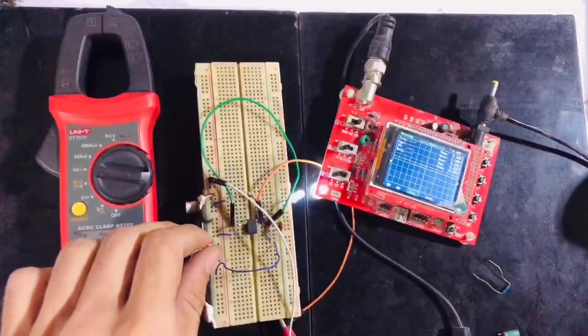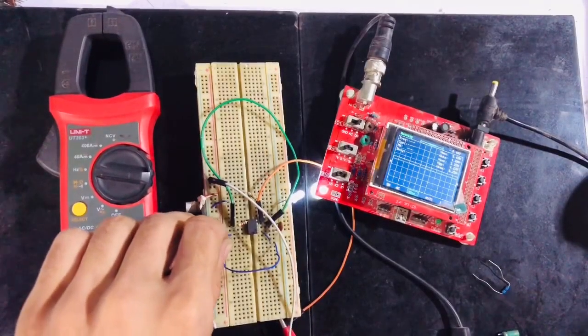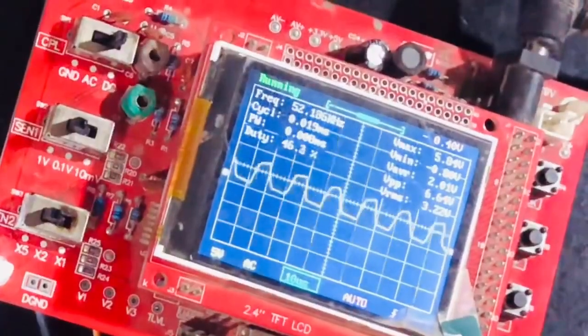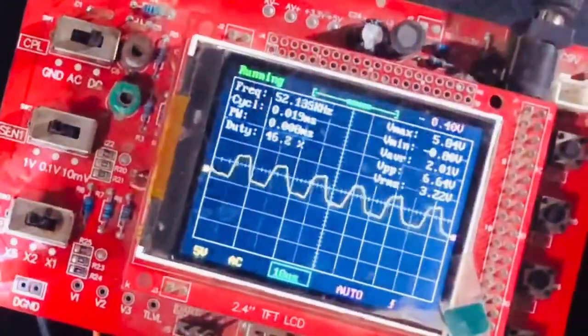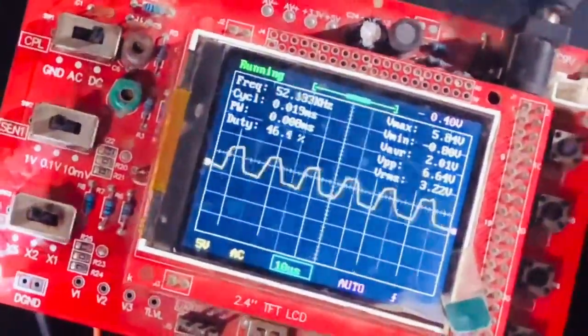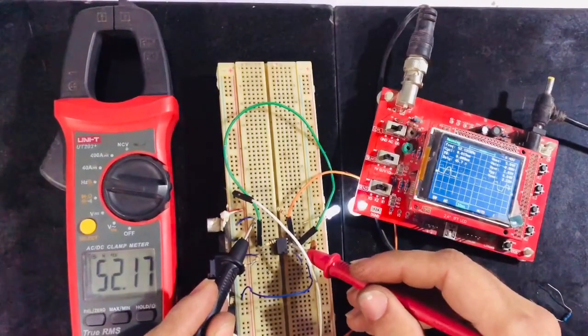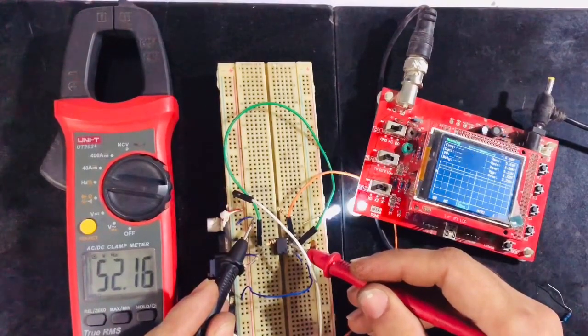And now let me increase the frequency and check with the DMM and oscilloscope. Now the oscilloscope was showing 52 point something kilohertz, and checking that with my DMM, 52 point something, so that is the same.